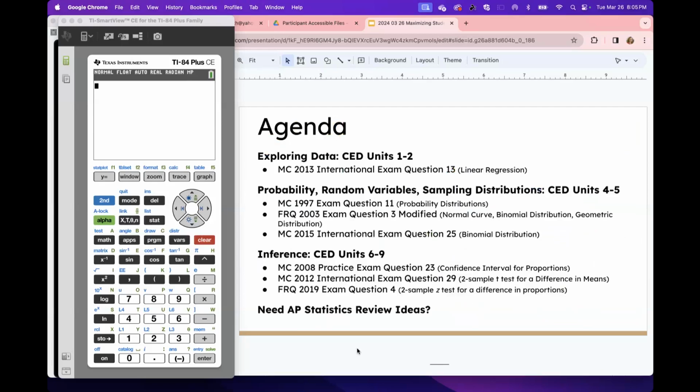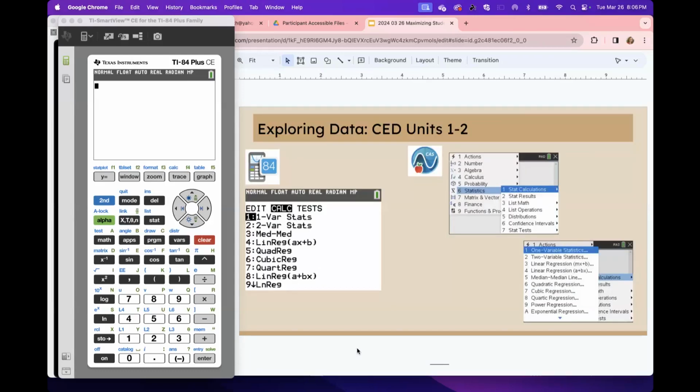Okay, so we're going to start with our agenda here that, again, you'll find in the Google Slides if you go to that tiny URL. And this actually lists the specific questions that we're going to look at along with the specific content in those content areas. And then we're going to finish at the end with just a slide of some AP Stats review ideas, a place where you can figure out how you are going to review. We've got some really good ideas for you collected in one area. So we're going to jump right into exploring data.